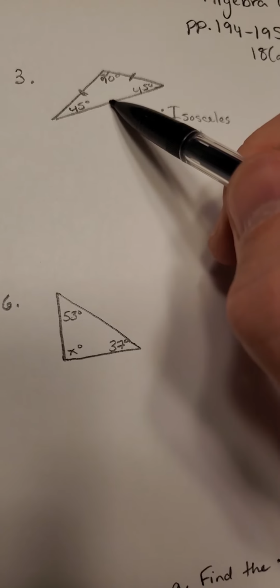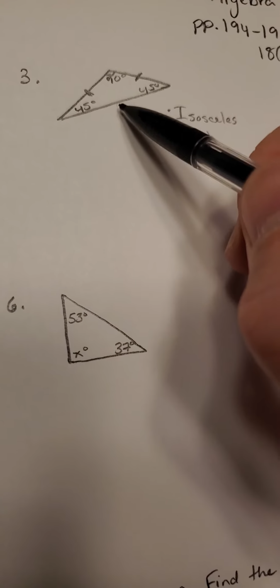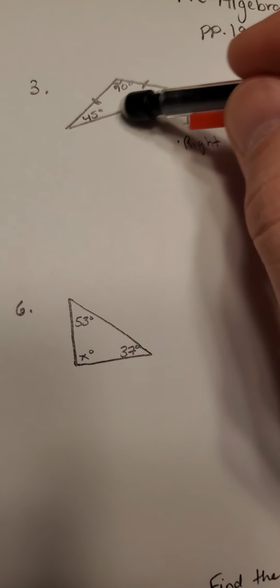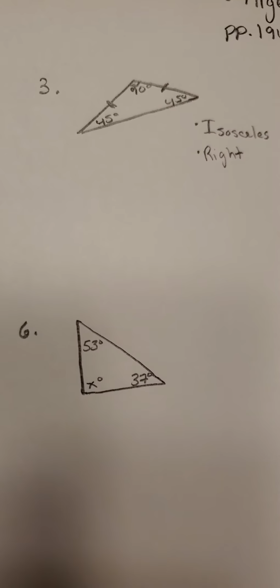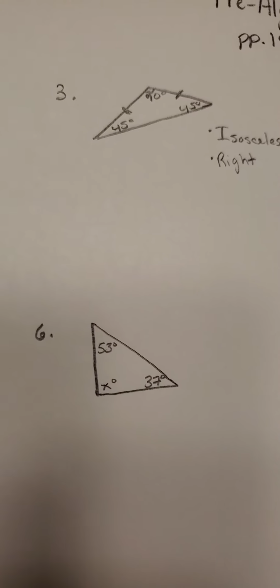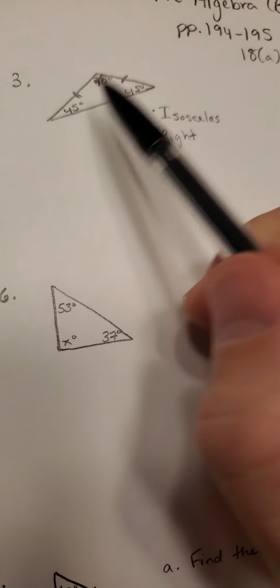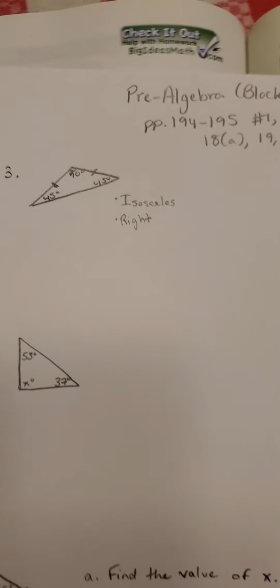If this third side was also congruent, then we'd have an equilateral triangle, but we don't have a tick mark on that one, so it is not equilateral. We'd have to have all congruent angle measures for that to be equilateral, and that's not the case. So it's isosceles, and it's right.